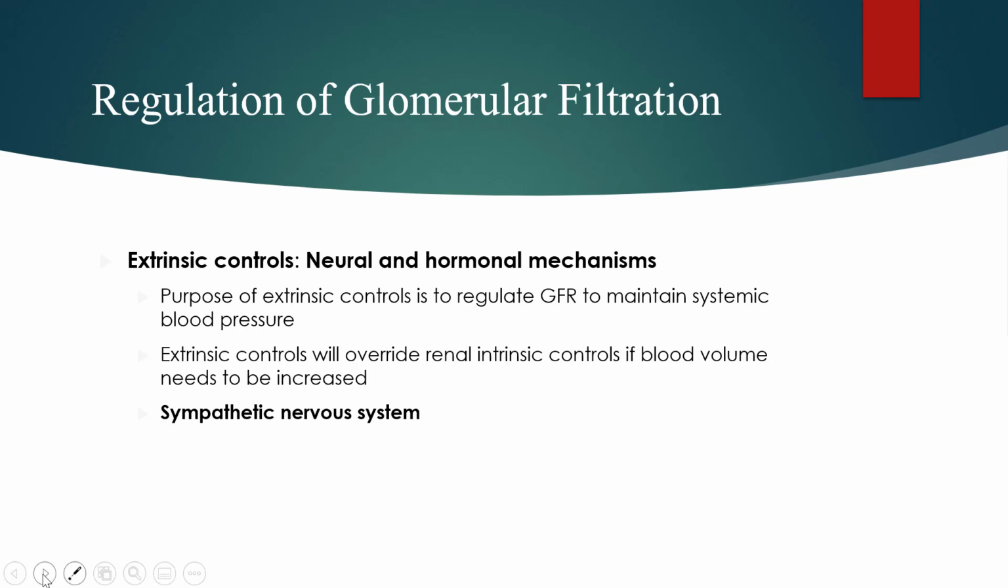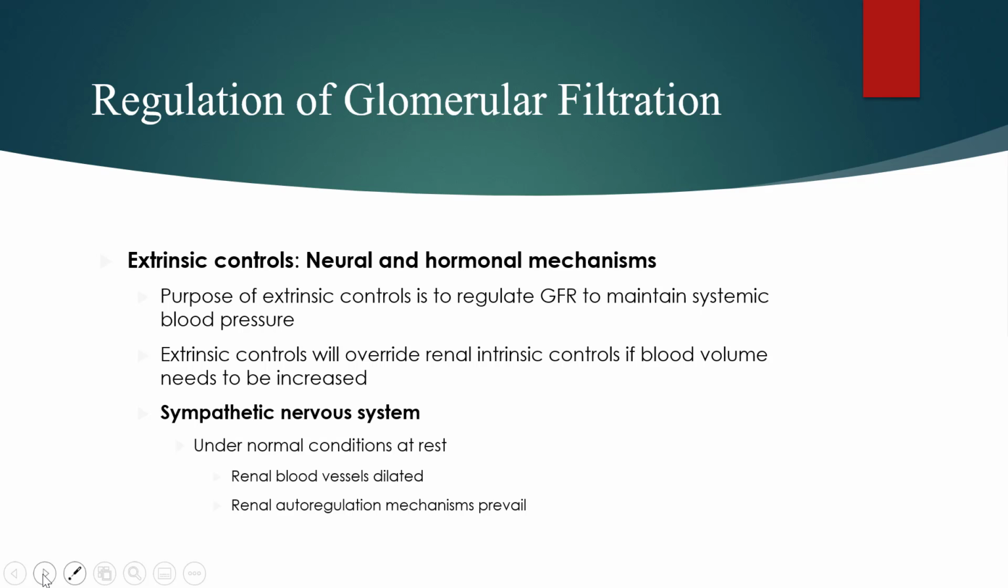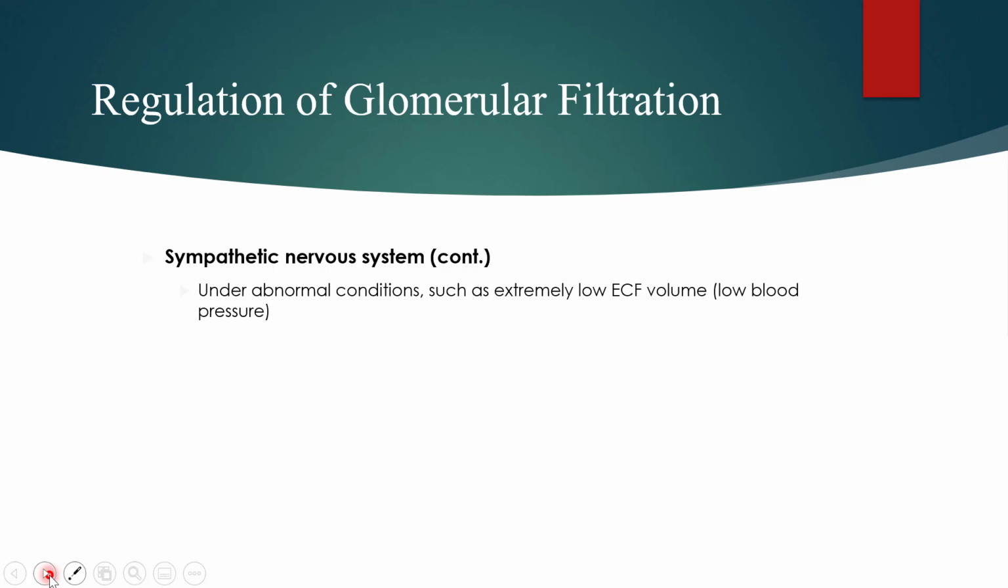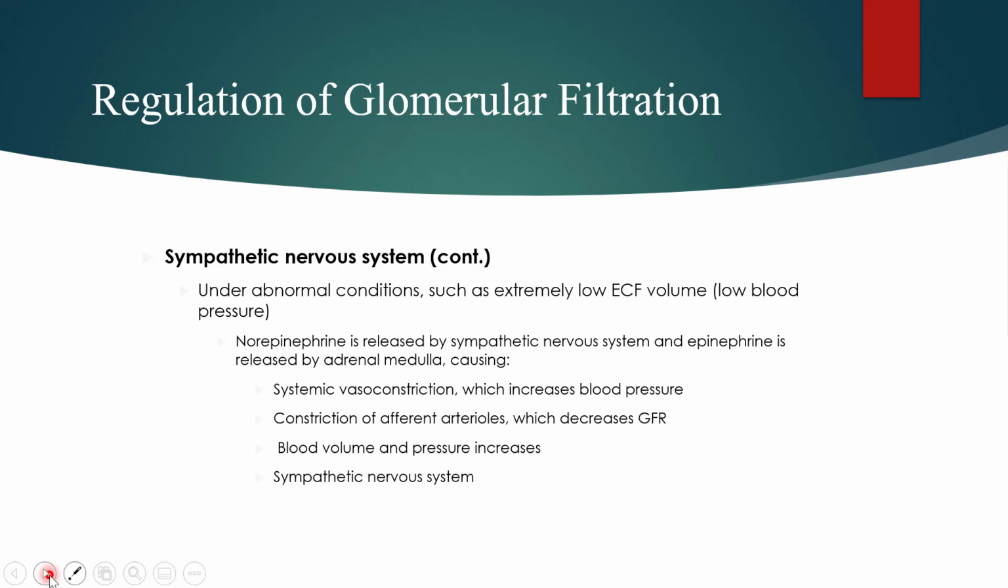The extrinsic control is going to happen, and the control is brought about by the sympathetic nervous system. Under normal conditions, the renal blood vessels are dilated. And here, under normal conditions, your autoregulation mechanism, the intrinsic one, is actually the one that prevails. However, under abnormal conditions, such as extremely low extracellular fluid volume, the blood pressure is now dropping.